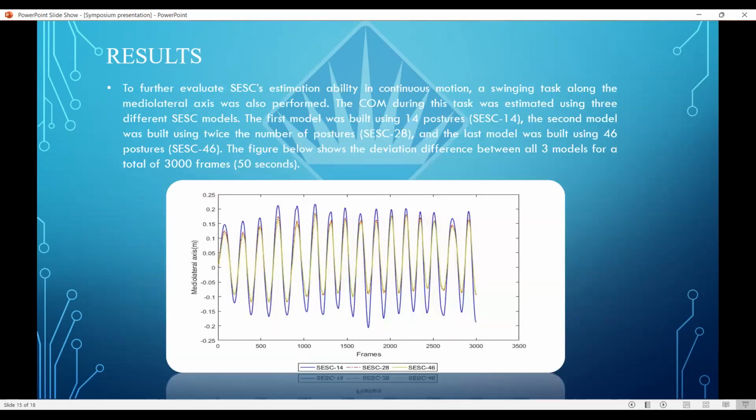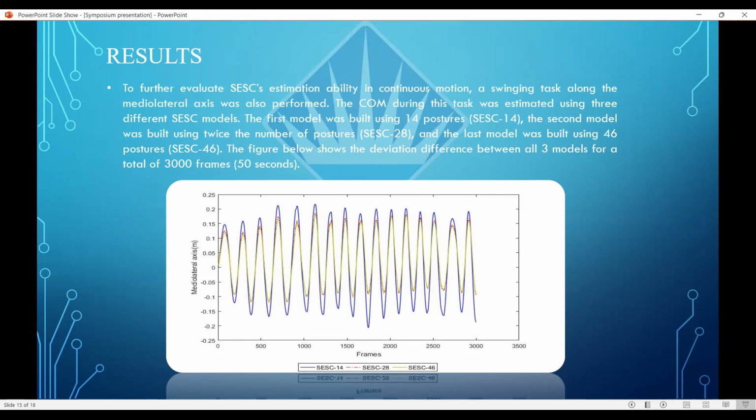Also, to further evaluate the estimation ability of SESC in continuous motion, a swinging test along the mediolateral axis was also performed. So the center of mass during this test was estimated using 3 different models. The first model was built using 14 postures only, while the second one was built using 28, and the last model was built using 46 postures. And we renamed them SESC 14, 28, and 46.